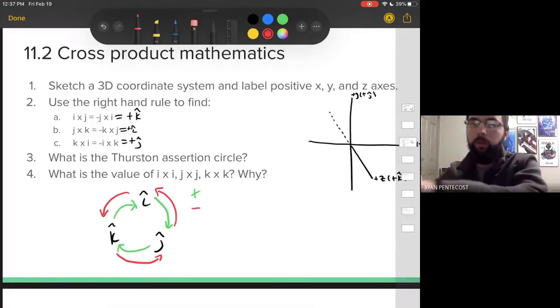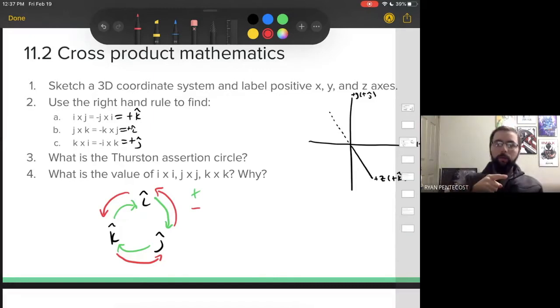So if we follow the green line, i cross j becomes k, right? Clockwise. Then we have j cross k becomes i. Then we have k cross i becomes j. Okay. Now let's do it backwards and show that we're right.